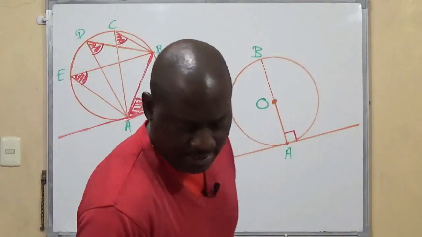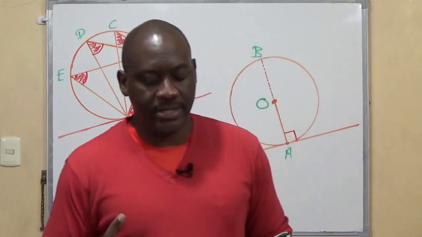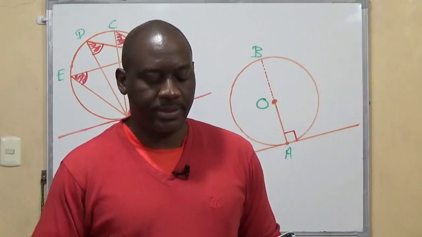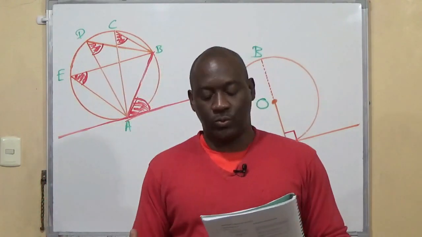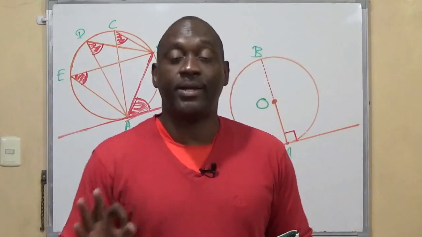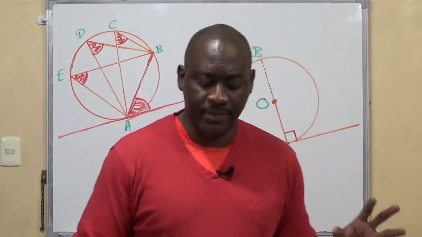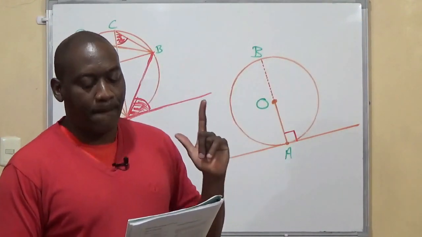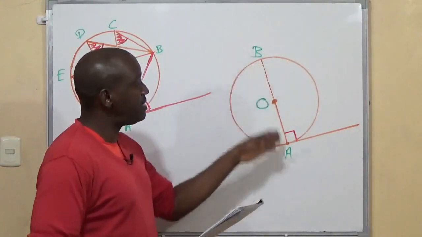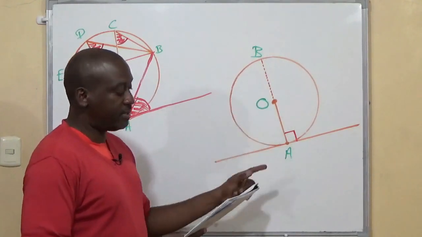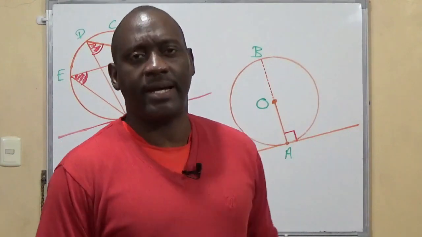So let me go through the two theorems again. All right? Theorem 6. The angle between a tangent to a circle and a chord through the point of contact is equal to the angle subtended by the chord in the alternate segment. Boom. Theorem 7. A tangent of a circle is perpendicular, 90 degrees, to the radius or diameter of that circle at the point of contact. End of discussion. And nothing else to say here again.